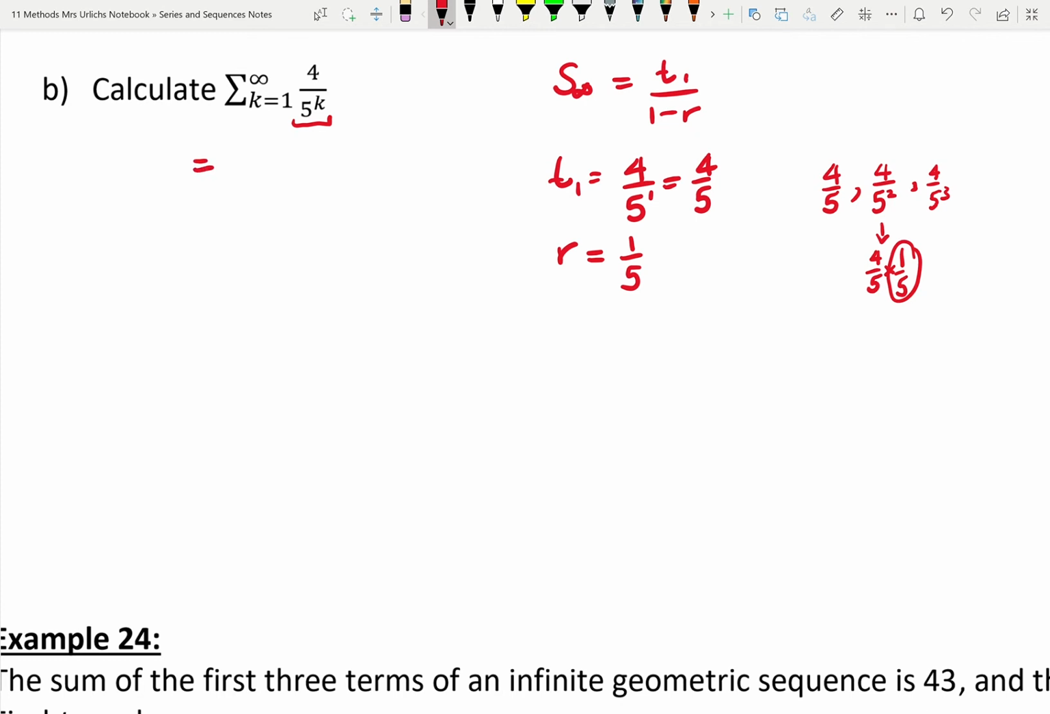So this is going to equal, using our formula, 4/5 divided by 1 minus 1/5, which is 4/5 divided by, now 1 minus 1/5 is 5/5 minus 1/5, which is 4/5. 4/5 divided by 4/5 is simply 1, and that's it.